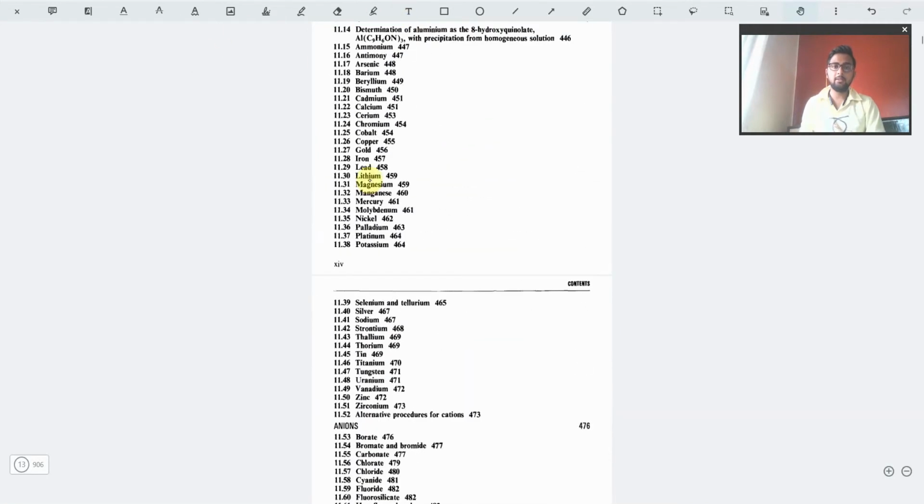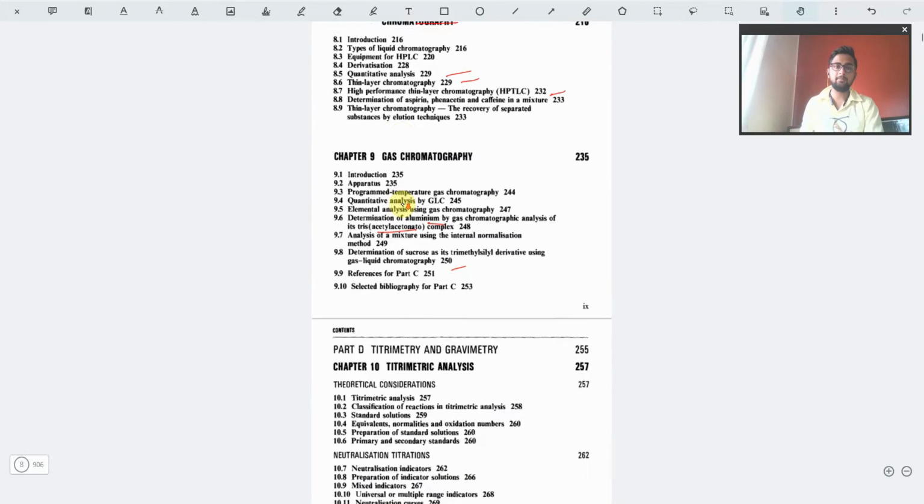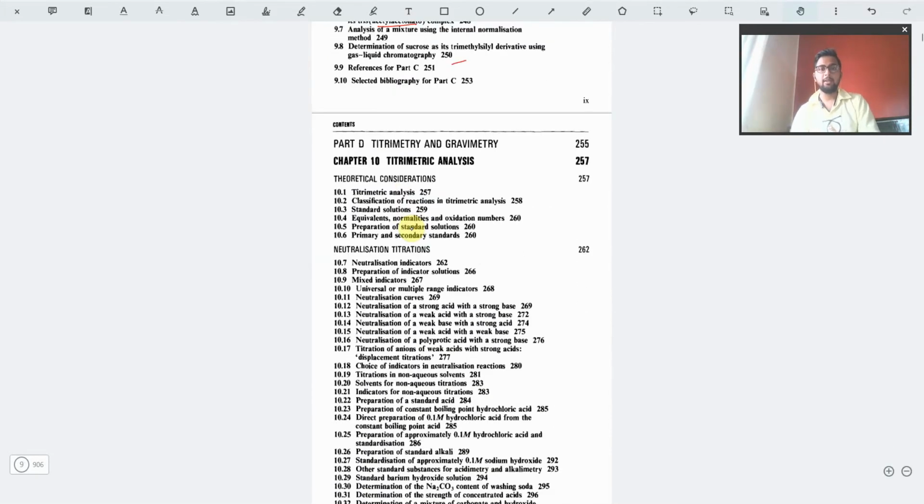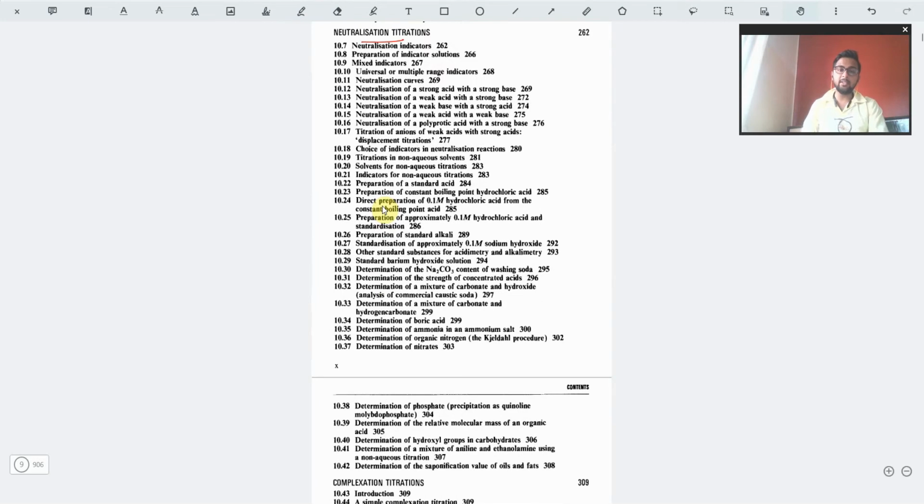So let us now dig into the topic of titrimetry and gravimetry. First of all, chapter 10 we have titrimetric analysis. We know that in practical chemistry we require titration. First of all we have neutralization titration, which is extremely huge. You can see that all kinds of neutralization are mentioned over here, so I won't be going through each and every one of them. I will just stop my screen, or you can just pause your video.